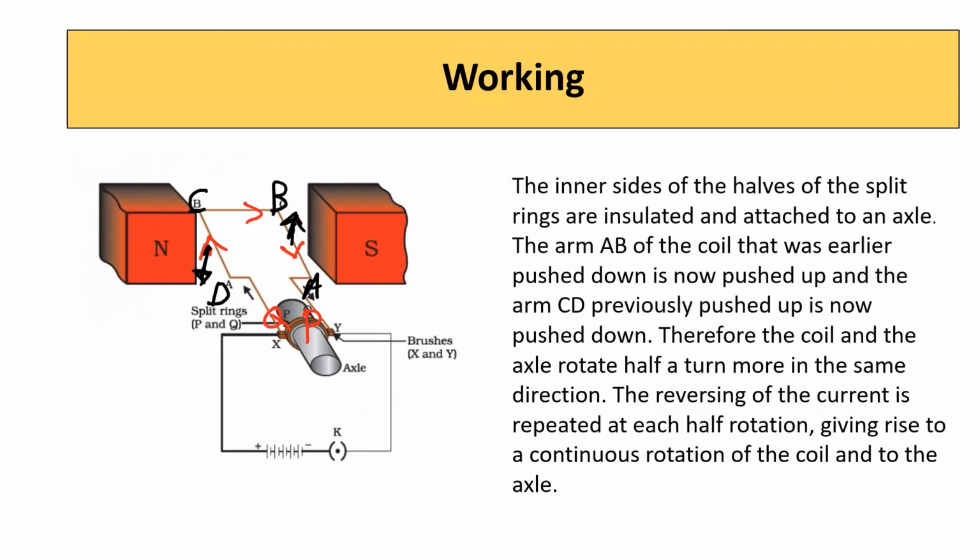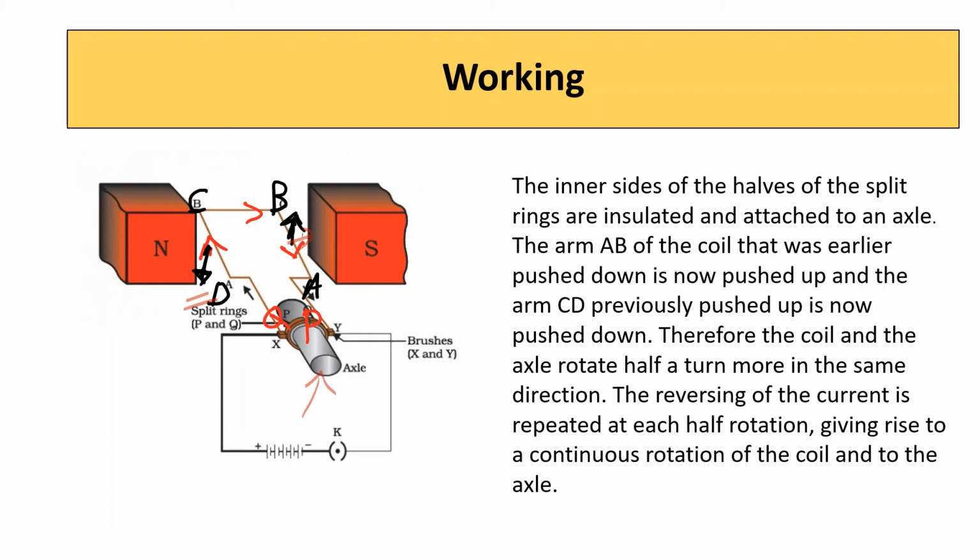The inner sides of these split rings are attached to this axle. The arm AB is now pushed up and the arm CD is pushed down. Therefore, the coil and this axle rotate half a turn more in the same direction. And this reversing of current is repeated at each half rotation, giving rise to a continuous rotation of the coil and the axle.